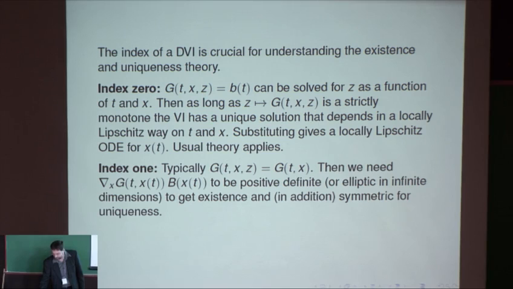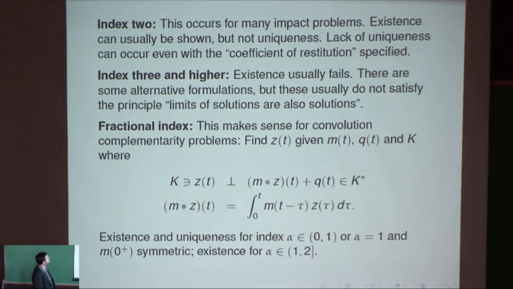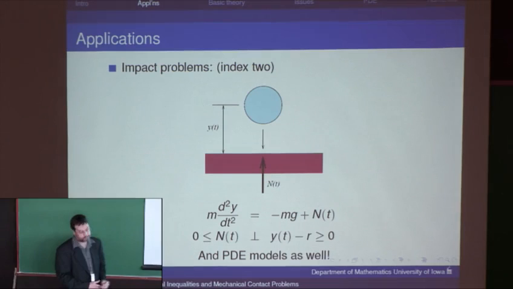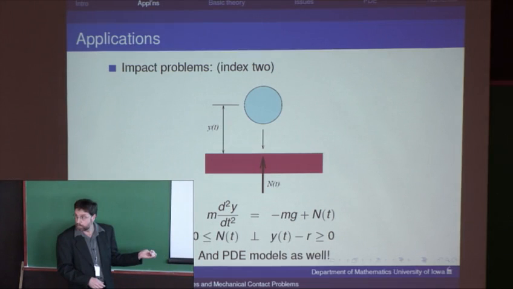Index 2, impact problems. Existence can usually be shown, but not uniqueness. Now, part of this non-uniqueness with impact problems is the coefficient of restitution. The formulation that I had up, perhaps I can go back to it. There is no coefficient of restitution here. And so there's non-uniqueness in this respect to start with.